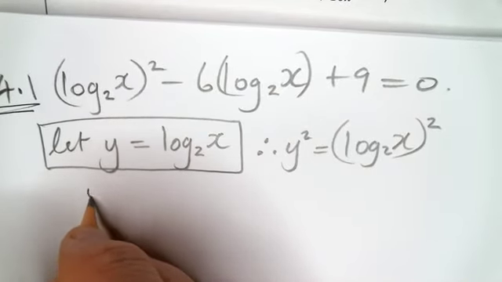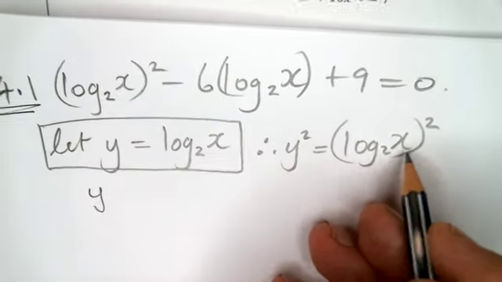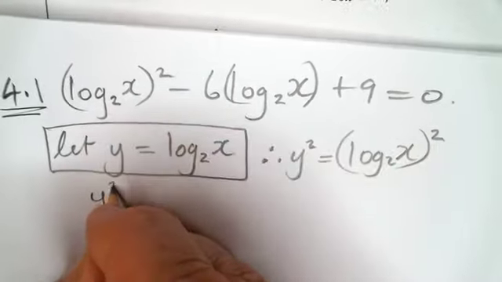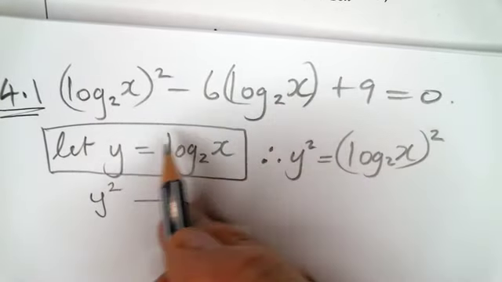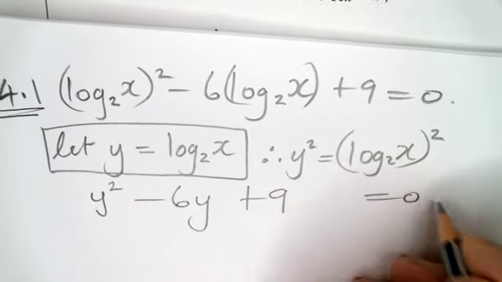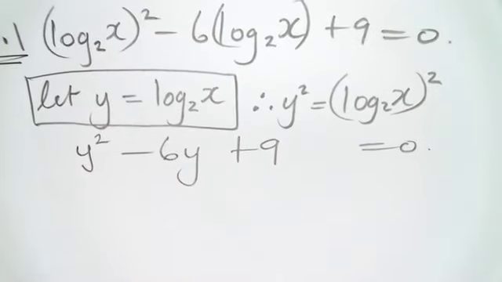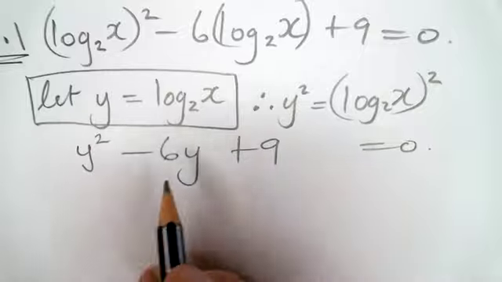So we've got a y squared, because we know y squared is log base 2 of x all squared. So this is y squared minus 6 lots of log base 2 of x, and log base 2 of x was y, plus 9 was equal to 0. And that works nicely. All right, so let's go ahead. Now, I'm actually noticing something. This actually might turn out to be some sort of perfect square.